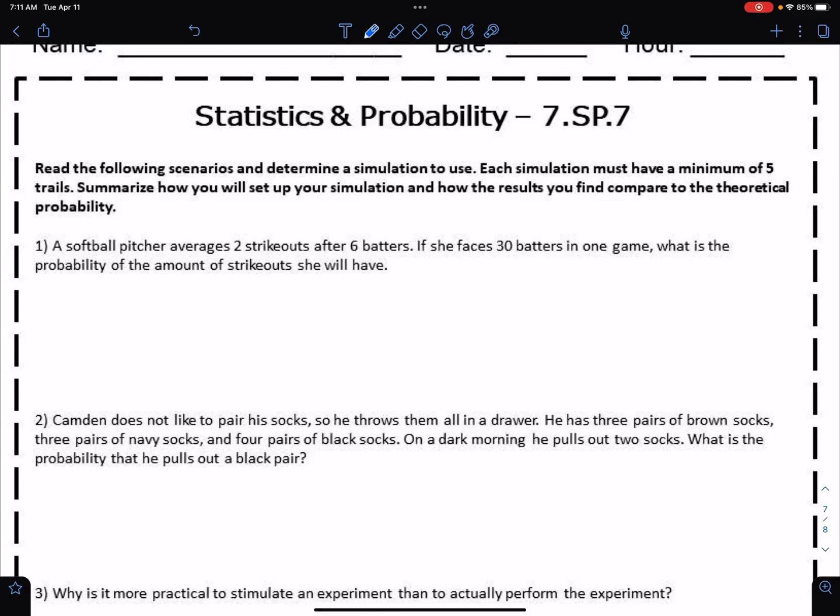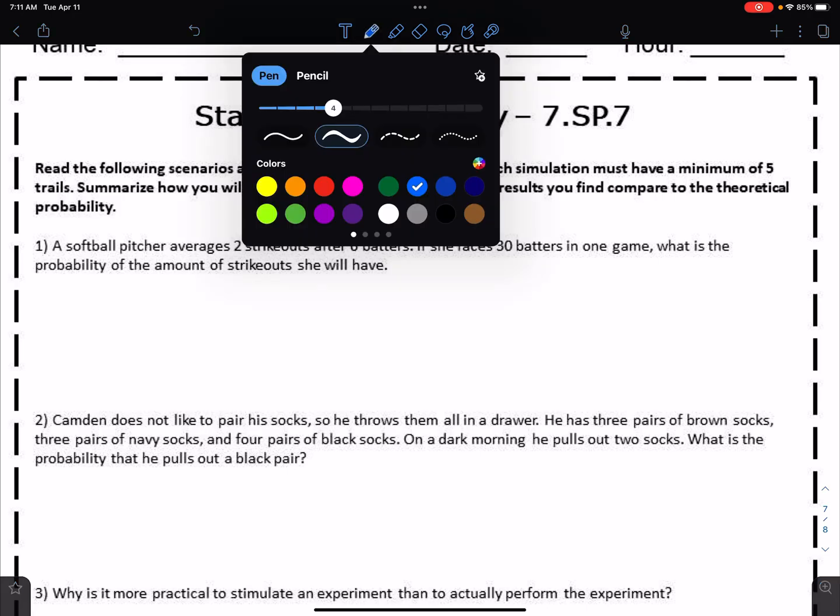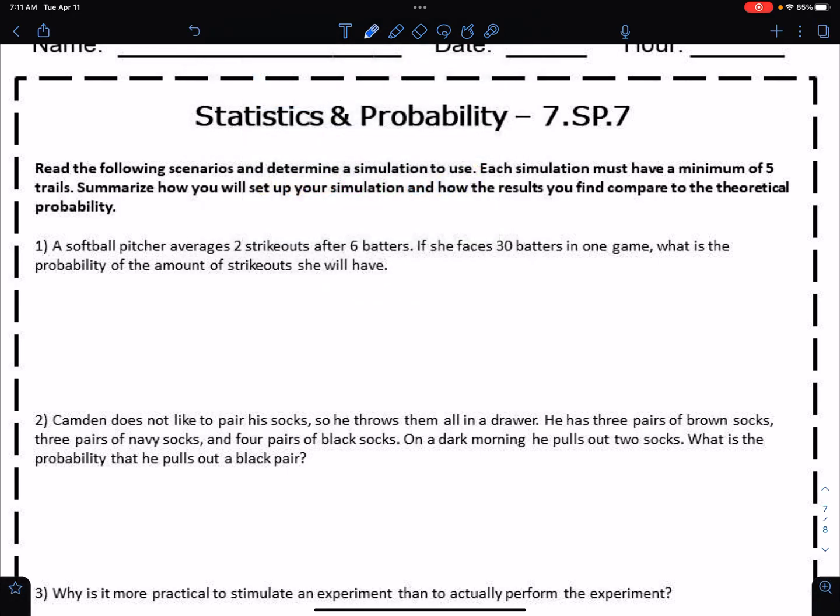Good morning. Today we are doing Statistics and Probability 7.SP.7. These are simulations, which means we're pretending like they happen to figure out the probability, the likelihood, that it may or may not happen.